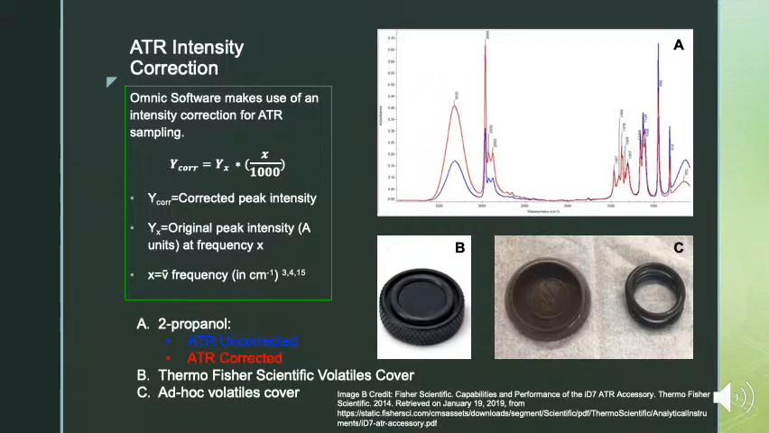And as an aside, just to demonstrate how we sometimes have to improvise, since I did not have an official volatiles cover like Figure B shows and did not have the budget allocation yet to purchase items, I recreated one using items from a hardware store in Figure C, and it accomplished the same goal of limiting evaporation of volatile compounds.